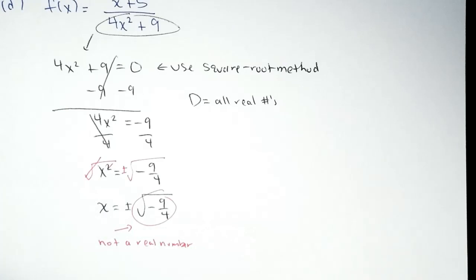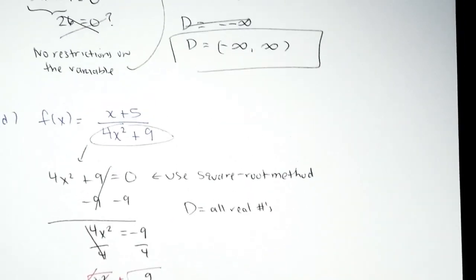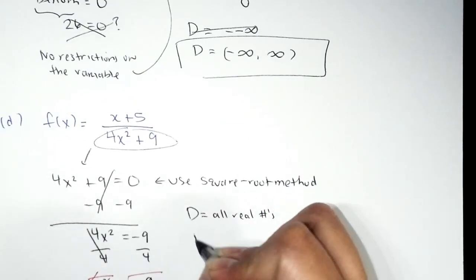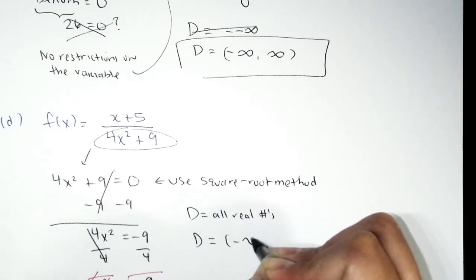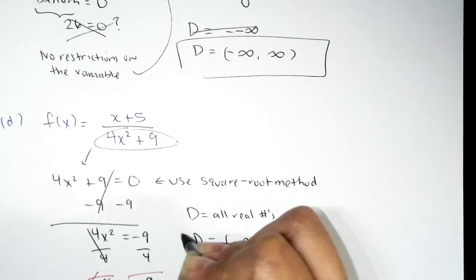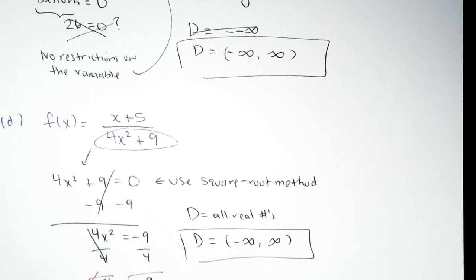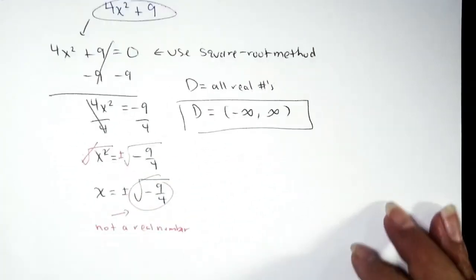So let's write that in interval notation. We're going to just copy it from above. In interval notation, the set of real numbers is given by the interval from negative infinity to positive infinity.